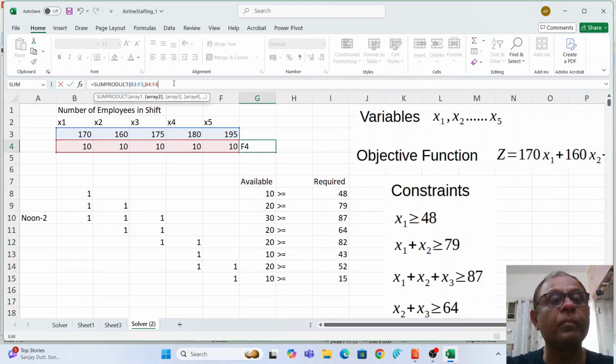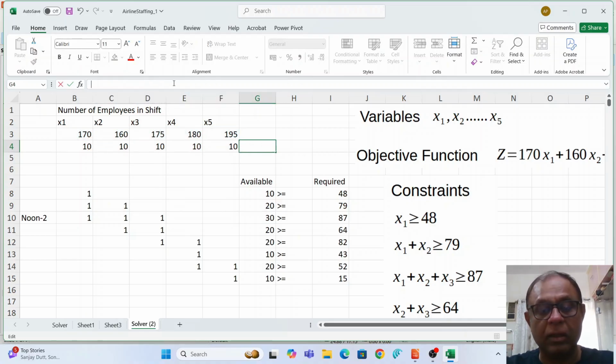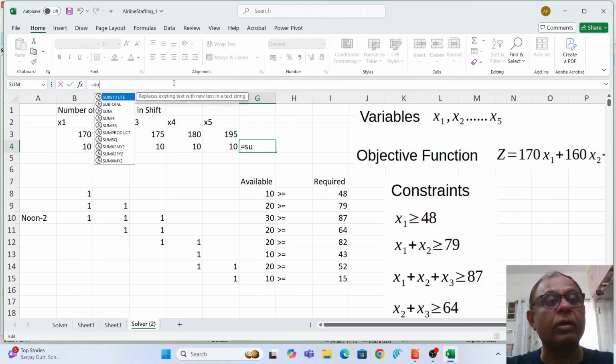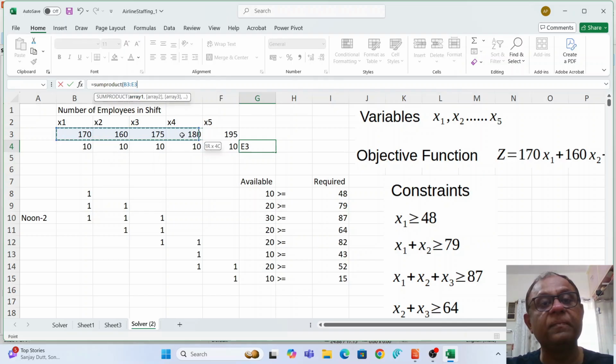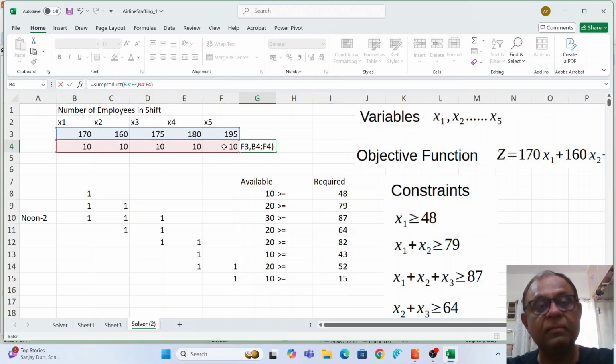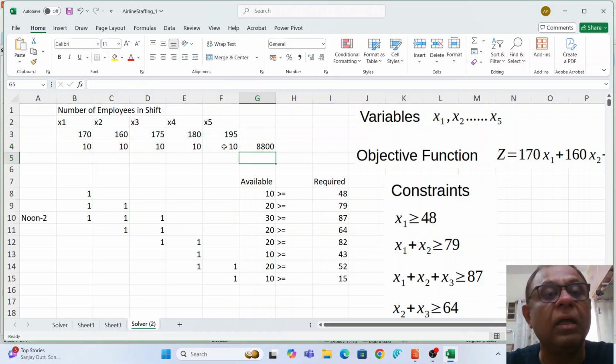Now we write here SUMPRODUCT and we select the costs, and then we select the number of agents and enter. Now this gives you the value of the objective function at the number of agents that you have just defined, that is 10 per shift.